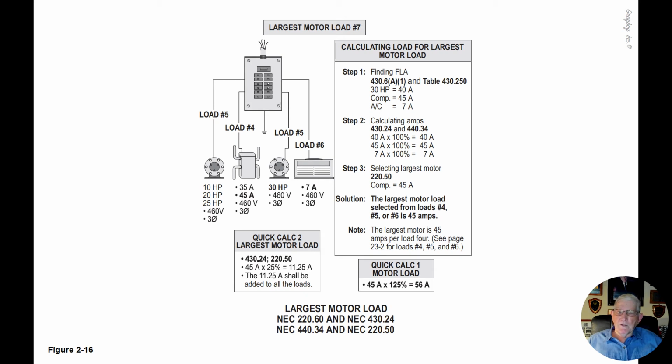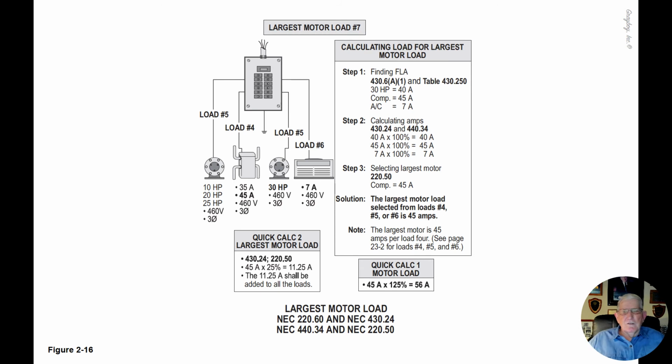And our compressors in this case, we have a 35 amp and a 45 amp, 460 volt 3-phase. And notice the 45 amp is eligible to be considered the largest motor along with the 30 horsepower motor in load 5. Now load 6, we have a 7 amp, 460 volt 3-phase AC unit. Now one of these has to be considered the largest motor on this service or feeder.